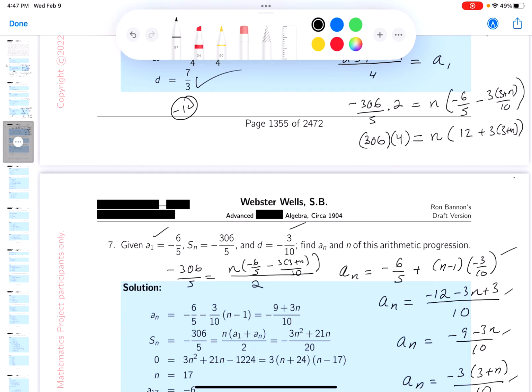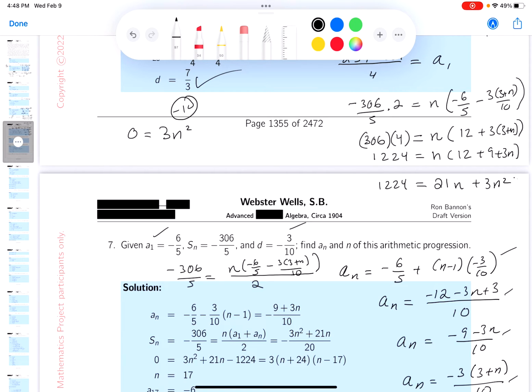Let me keep going. It looks like it's going to be a little nasty, right? So 1,224 equals, I'm going to be careful here, right? So it's n times (12 plus 9 plus 3n). 1,224 equals, well, 12 and 9 is 21, so it's going to be 21n plus 3n squared. I'm kind of running out of room, so I'm going to put it over here in a little different order. So I'm going to say 0 equals 3n squared.